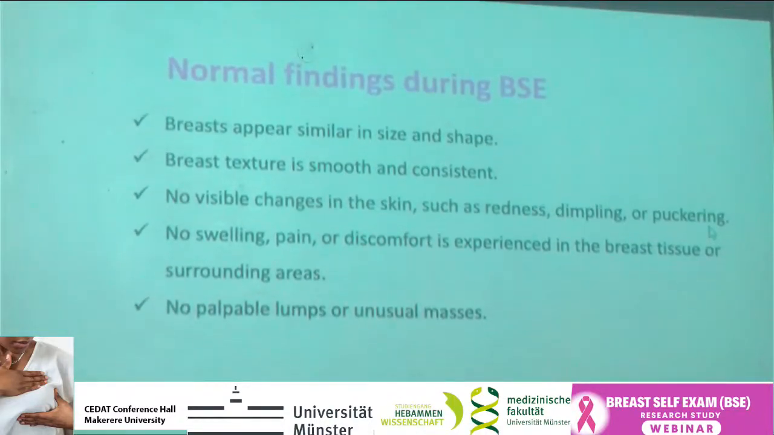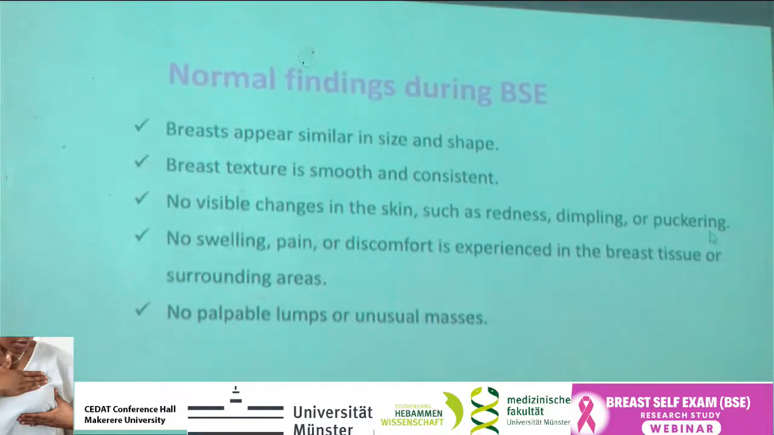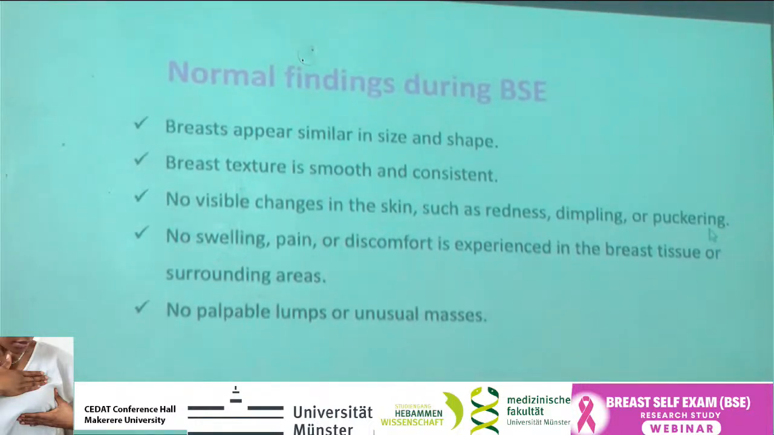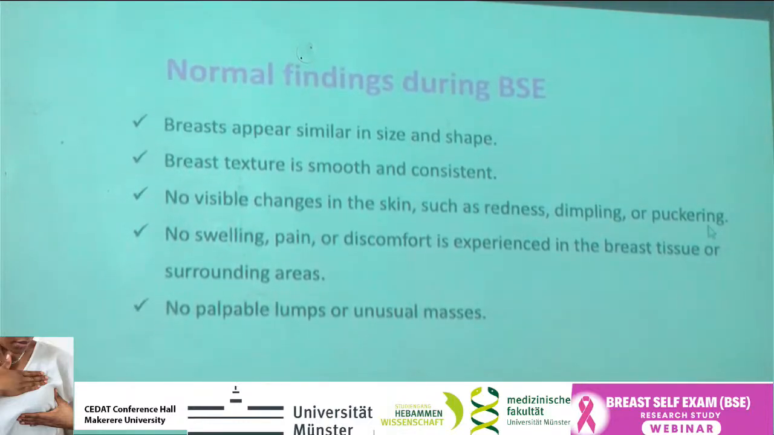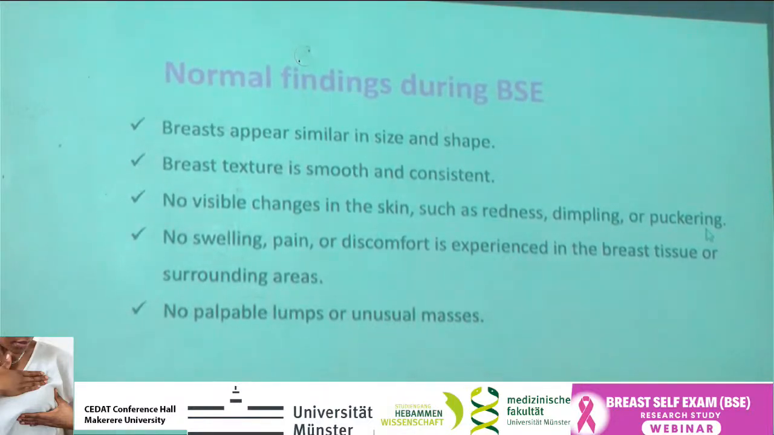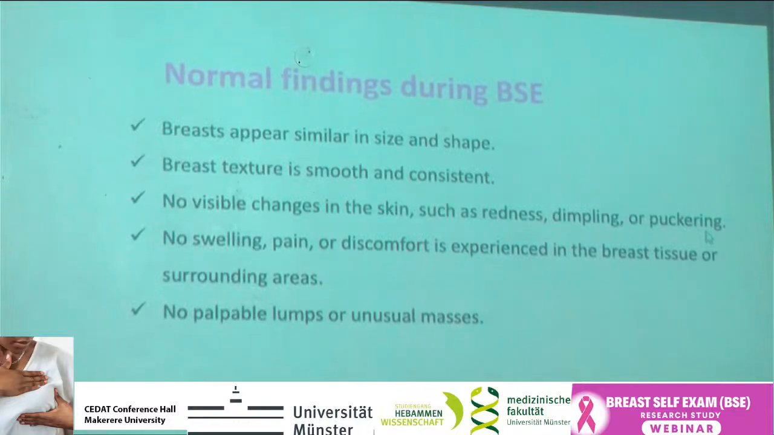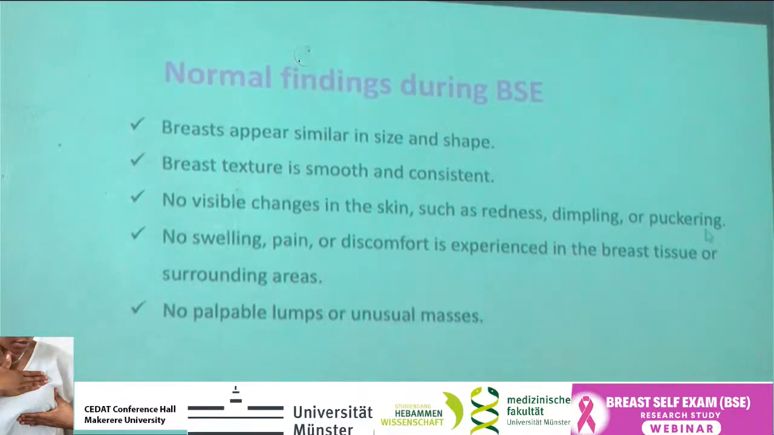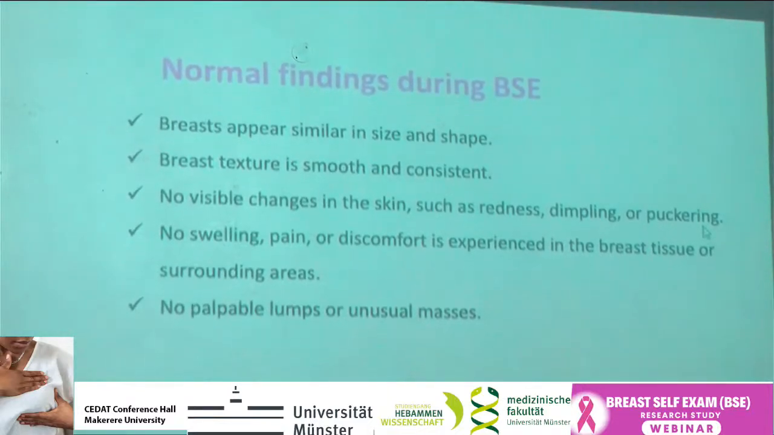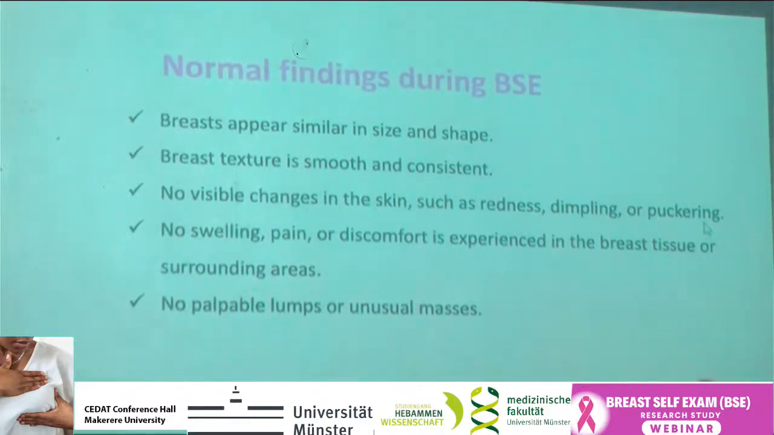We've already discussed the normal findings during inspection, but during palpation, the normal findings are that there will be no swelling, no pain, no discomfort experienced, and you're not going to feel any abnormalities in the breast tissue and the surrounding areas. There will be no palpable masses or lumps.